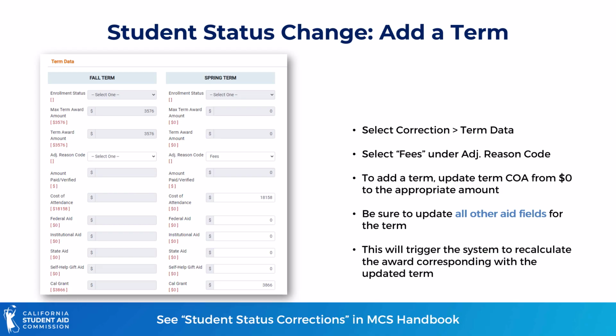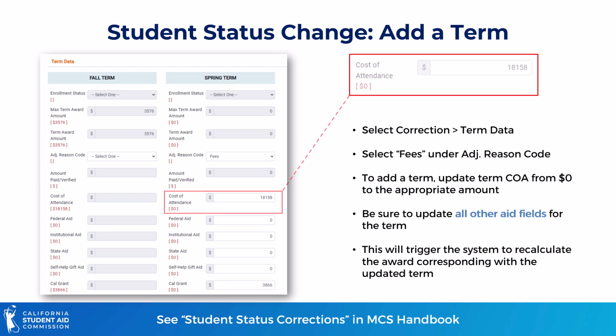Here is an example of a student whose status is changing from fall only to a fall spring student. To award a new term, submit a term level correction to the cost of attendance field from $0 to the corresponding dollar amount for that term. Be sure to also update other aid fields accordingly. Doing this will trigger the system to reevaluate the MCS award and update the student status from fall only to a fall spring student.